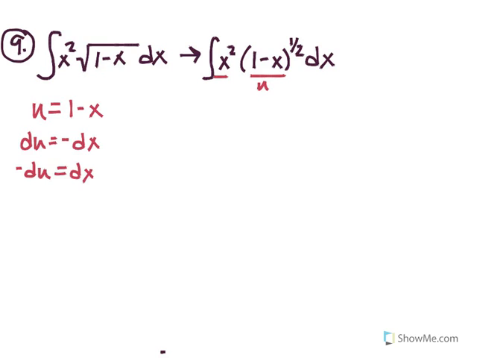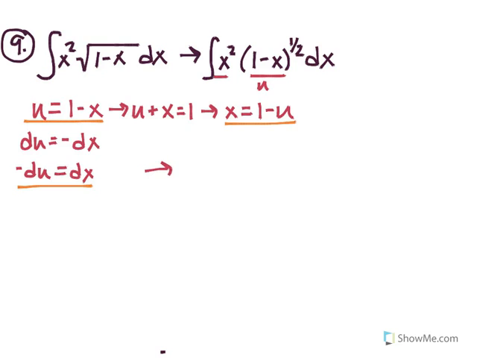And now we need to solve the first equation for x. Okay, so to solve this, I'm going to add x to both sides. That's u plus x equals 1. And then I'm going to subtract a u. So x equals 1 minus u. Looks like they just switched places. So I've got 3 key pieces of information that I'm going to need. The u piece, my dx piece, and my x piece. So let's go ahead and see if we can do this.